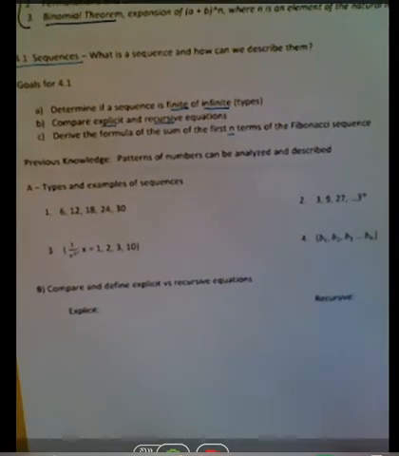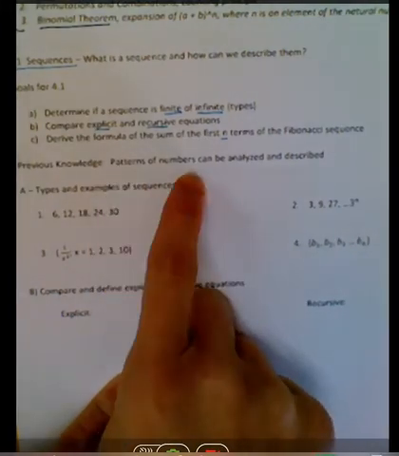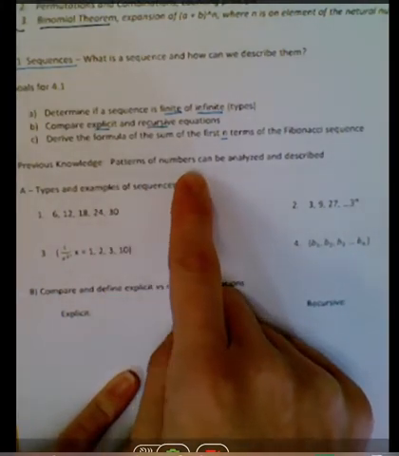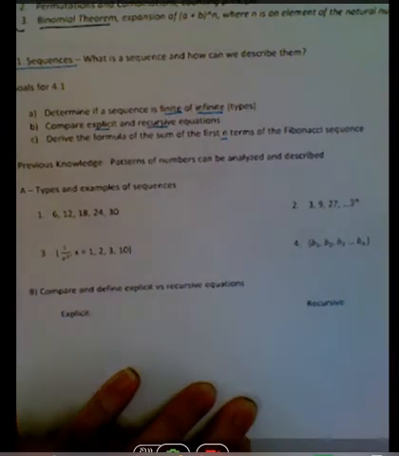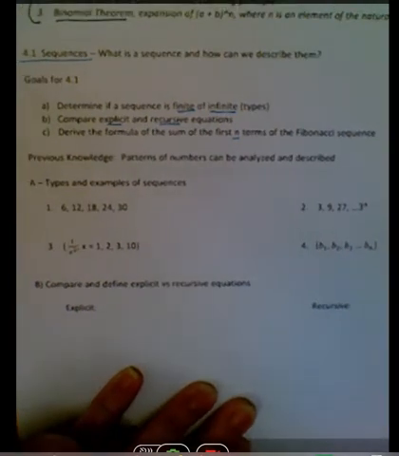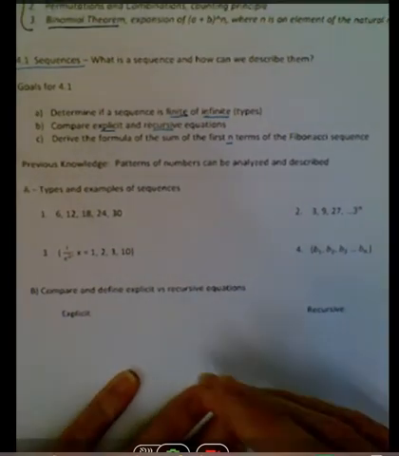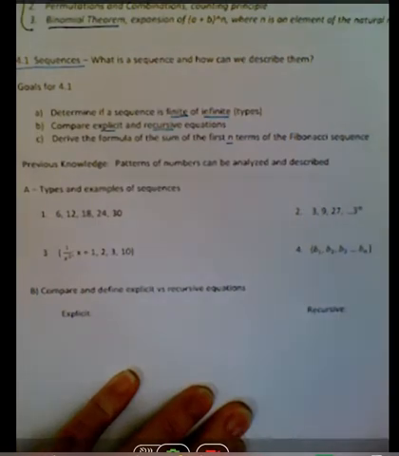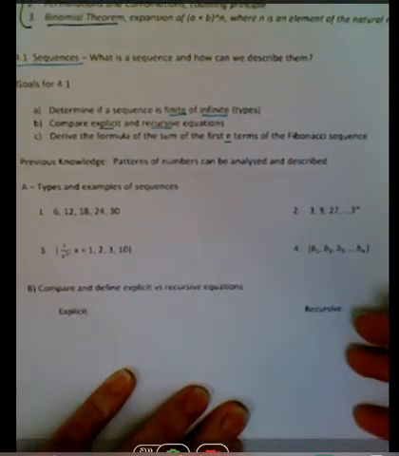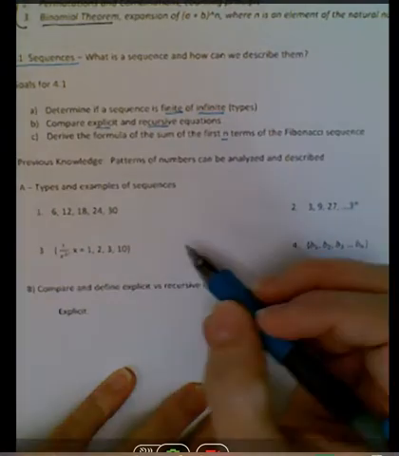So previous knowledge we can connect this to is that anytime you have a list of numbers that we are looking at, generally there's some kind of pattern that we can associate with that list of numbers. Sometimes there's not, but for most of the examples we're going to look at this year, there is some pattern. Not always linear, not always exponential, but some kind of pattern in which we can analyze it. So these are some types of patterns.